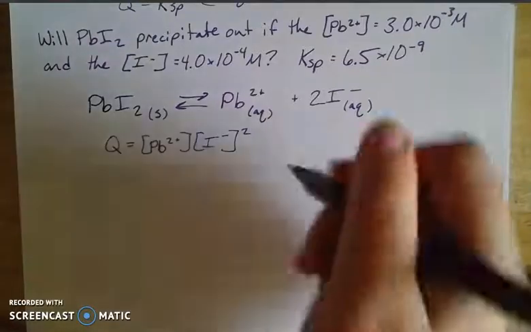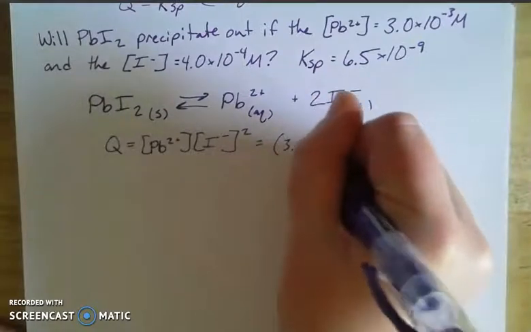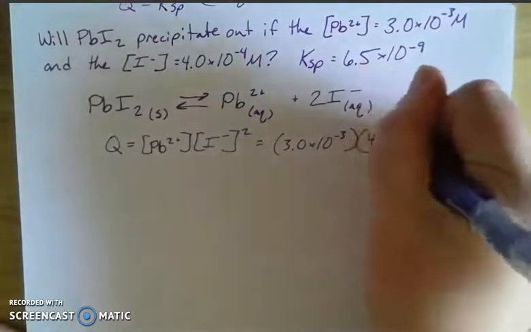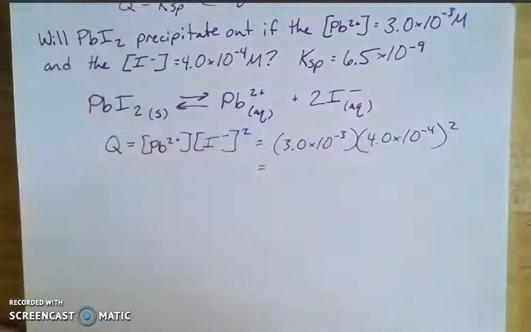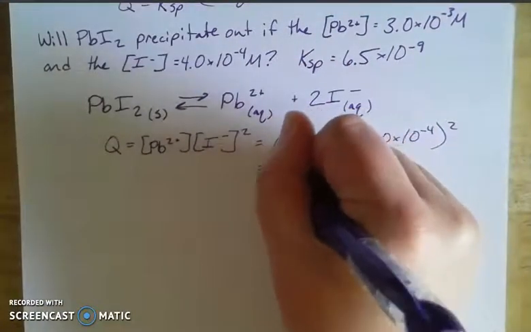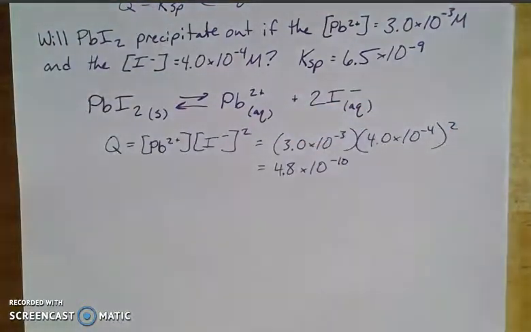So now I'm just going to plug in these values. Here's my lead. Here's my iodide. And I end up with 4.8 times 10 to the negative 10th. And 2 sig figs along the way here.